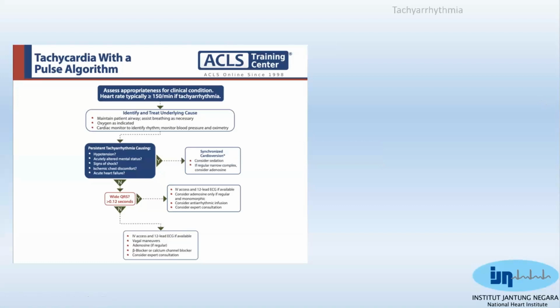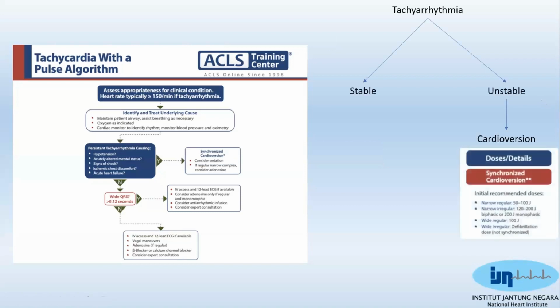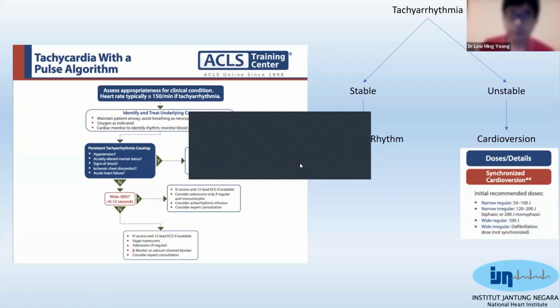So, as I said, unstable or stable. If it's unstable, there's no question. You have to cardiovert the patient, and the joules depend on whether it's regular or a wide complex. If it's stable, the good thing is you always have time. Time is on your side, so you can analyze the rhythm.